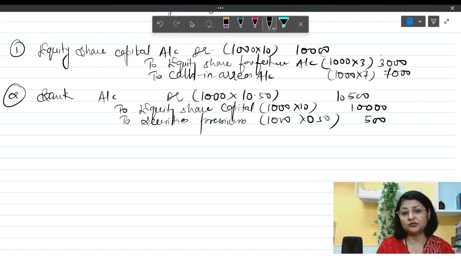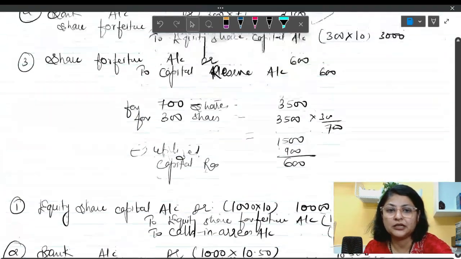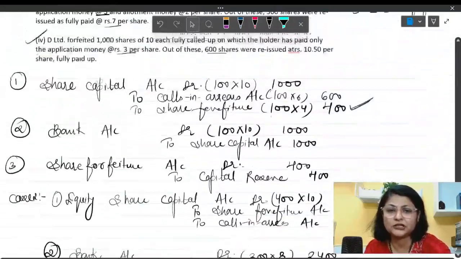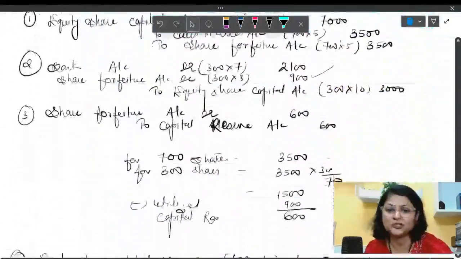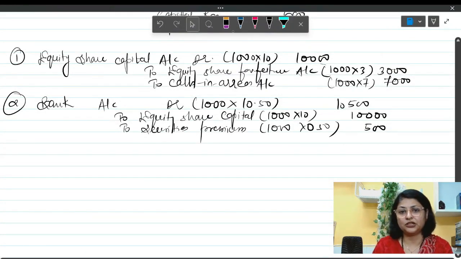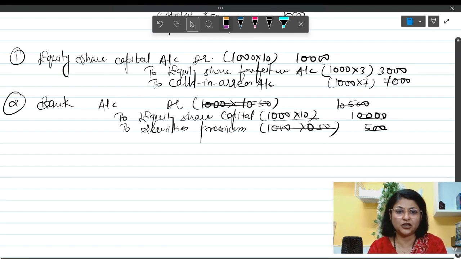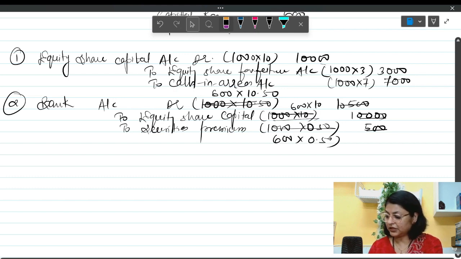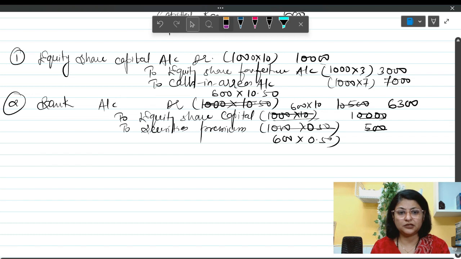So we have issued, oh just wait a minute, I think I made a mistake. We had not reissued all the shares, just 600 shares were reissued, sorry. So we will make the changes over here. Let me change the amounts. So this is 600 multiplied by 10.50, here 600 multiplied by 10, and here 600 multiplied by 0.50. So 600 multiplied by 10.5 is 6300, here it is 6000, and here it is 300.